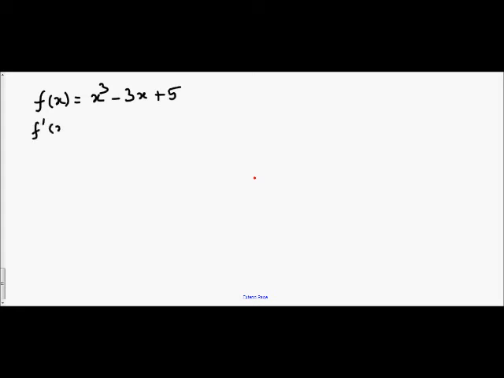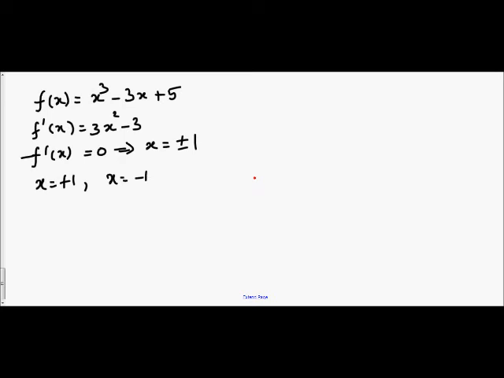What is f dash x? 3x squared minus 3. And f dash x equal to 0 will give us x is equal to plus or minus 1. So which means that plus or minus 1 are stationary points, because it gives us f dash x is equal to 0. So these two are stationary points, and we need to see whether this stationary point is going to be a maximum or a minimum or point of inflection. So let's go for point of inflection.